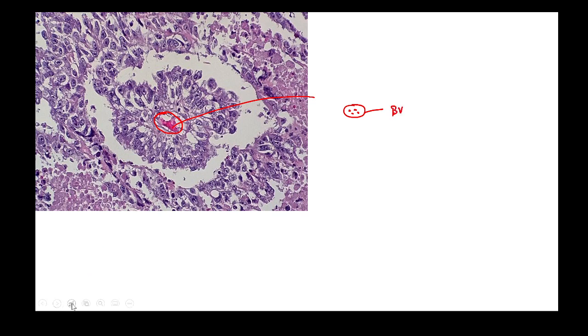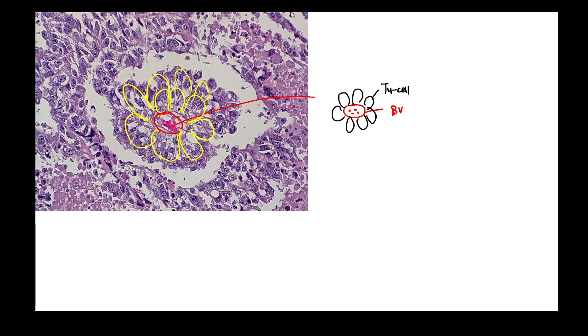Now you can notice another important thing, that the central part is covered by big tumor cells, right? All these are the tumor cells which are covering them. So the central blood vessel is covered by tumor cells, right? So blood vessels covered by tumor cells.